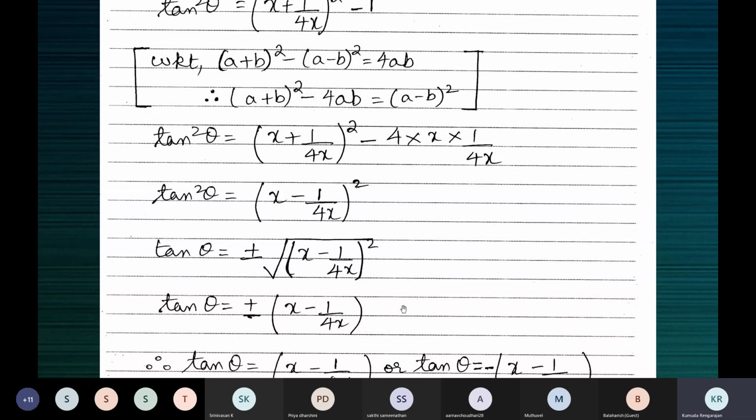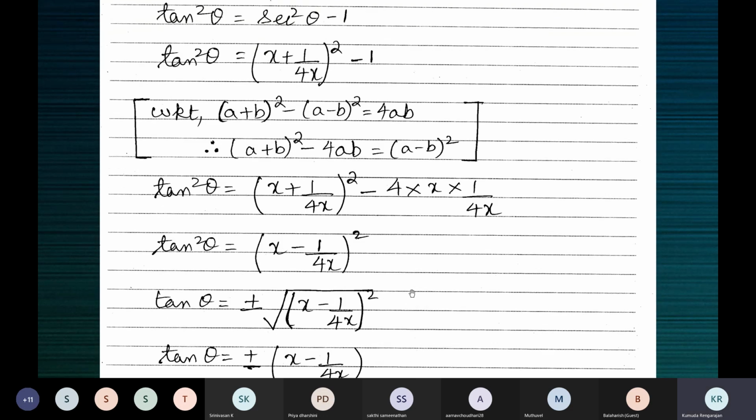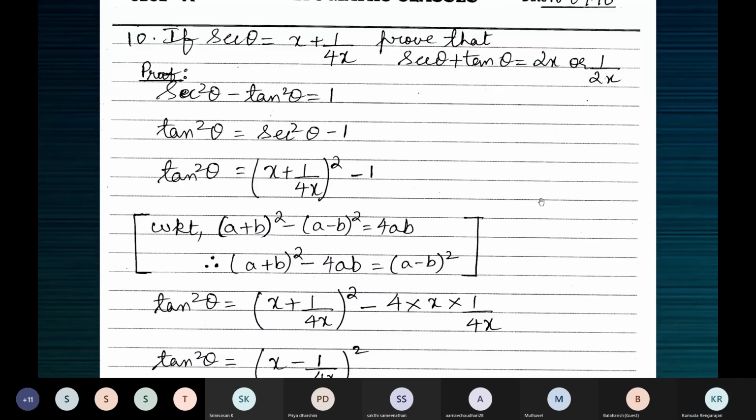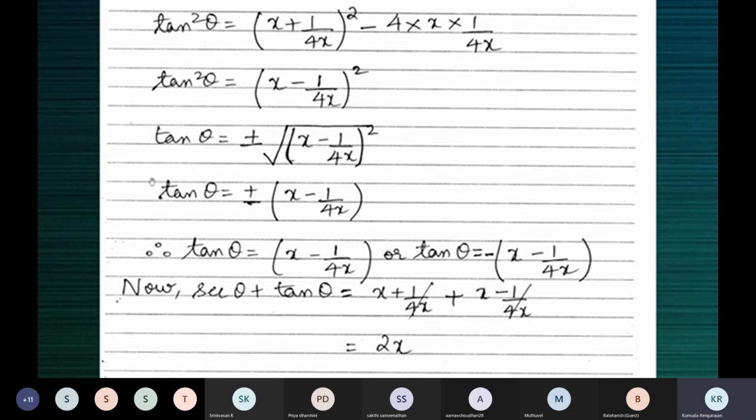So tan theta is plus of this or minus of this. That's why we can get two values. See, we have to prove that secant theta plus tan theta is 2x or 1 by 2x. So we've got two values or two expressions for tan theta. You can see here tan theta is this one or tan theta is this one.